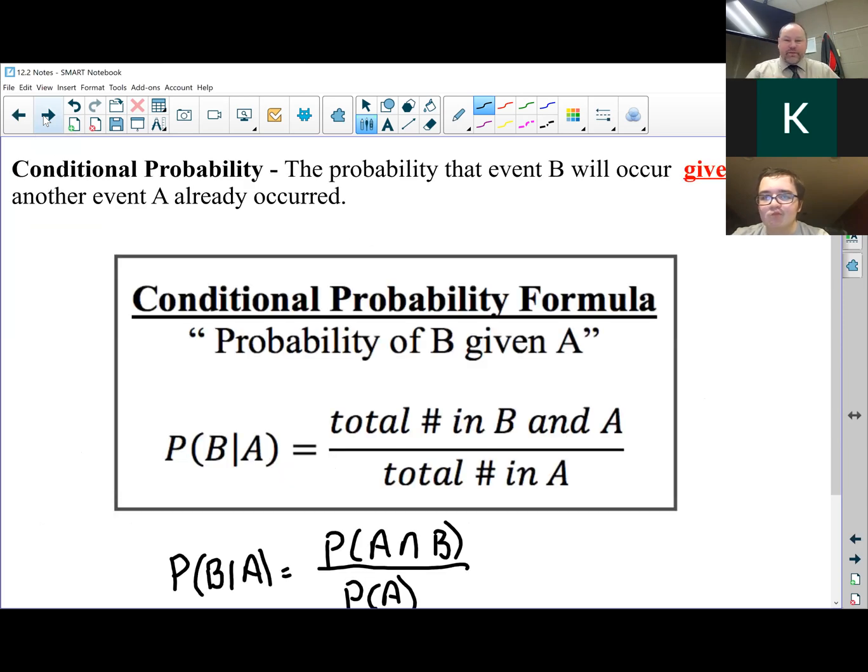So a conditional probability is a probability that event B will occur given that another event A already occurred. And you have a description that's used if you have a table of data, and then underneath it, I will show you a formula that's used in general, the way that it's written.